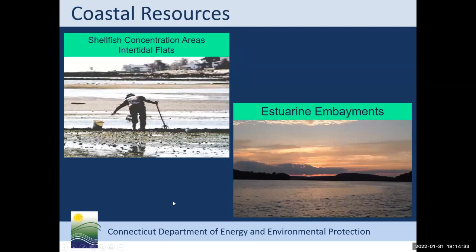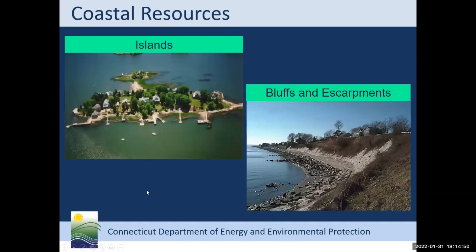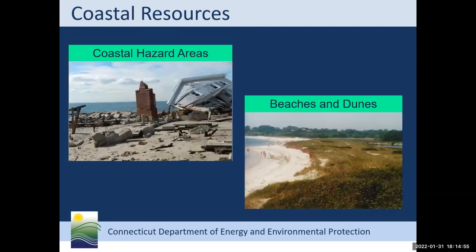So other resources are shellfish concentration areas. Obviously, intertidal flats are incredibly biologically productive and worthy of our protection. Estuarine embayments is just another name for coastal waters under the coastal resources map. So that's any kind of coastal water area. There's islands, of course, bluffs and escarpments, coastal hazard areas. I believe this picture is from Connecticut, probably one of the towns I used to work with in East Haven, who suffered quite a bit during Irene and then Sandy, as well as many towns.